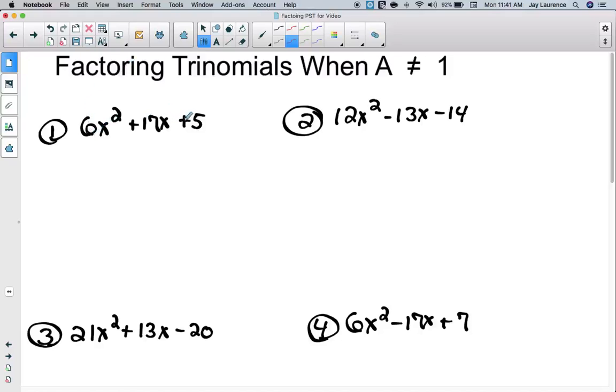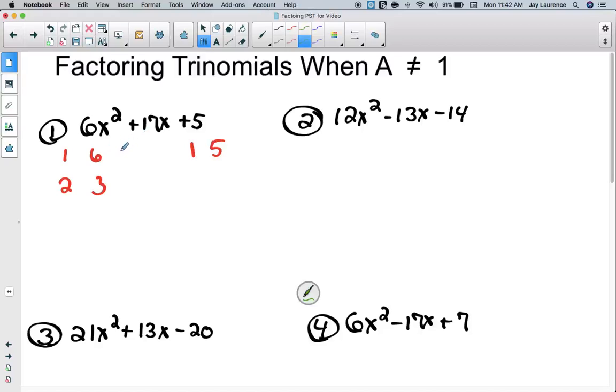All right, so a is not 1. There's no GCF in problem number 1. First thing I checked, GCF. A is not 1. They're not perfect squares, A and C. So I'm going to list the factors of A and of C. And now I have to multiply one of the factors of A by one of the factors of C.